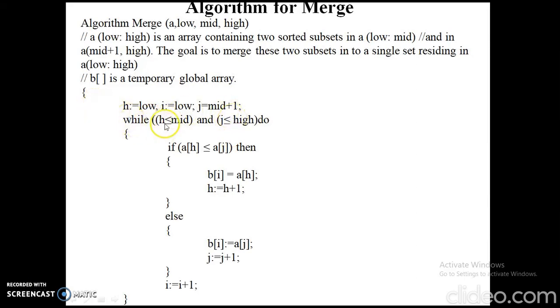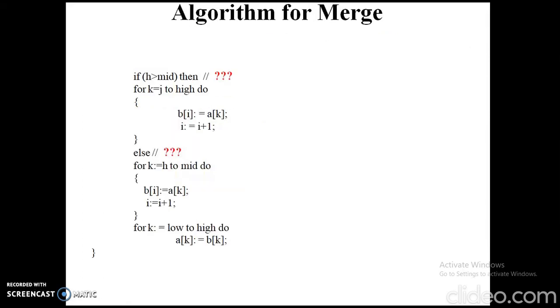What do you mean by the first array is exhausted? That means h has crossed mid, h has become greater than mid, or j has become greater than high. In either case, you will have to copy the elements. So if h is greater than mid, what should I do? What does it mean if h is greater than mid? The first array has been exhausted, so you need to copy the remaining elements in the second subarray.